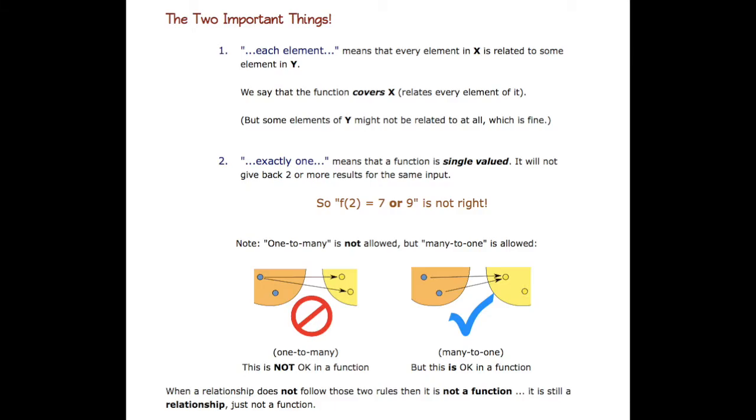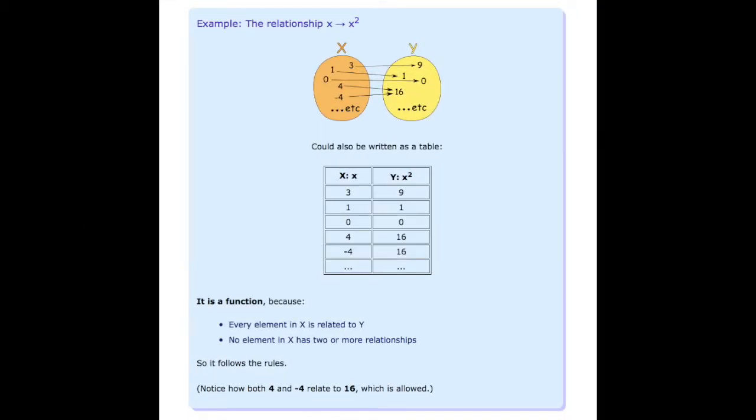When a relationship does not follow those two rules, then it is not a function. It is still a relationship, but just not a function. For example, in this example, as you can see, it clearly shows that it is a function because every element in X is related to Y. No element in X has two or more relationships, so it follows the rules. Notice how both 4 and -4 relate to 16, which is allowed.